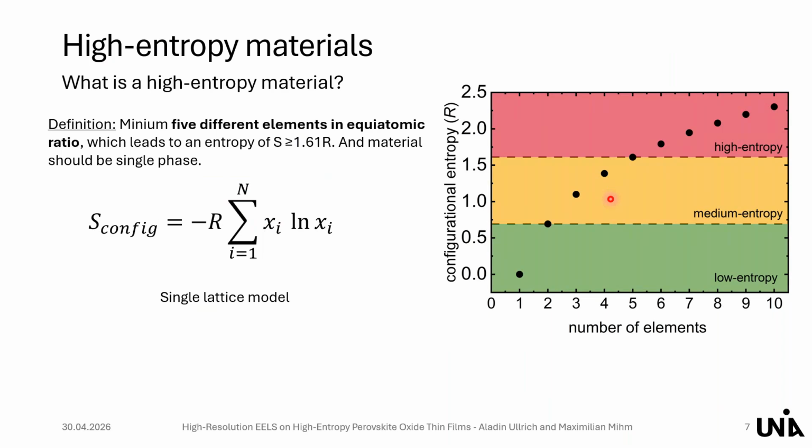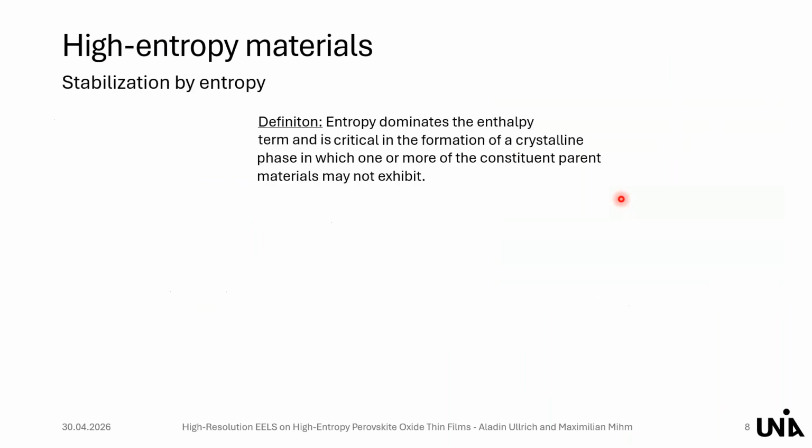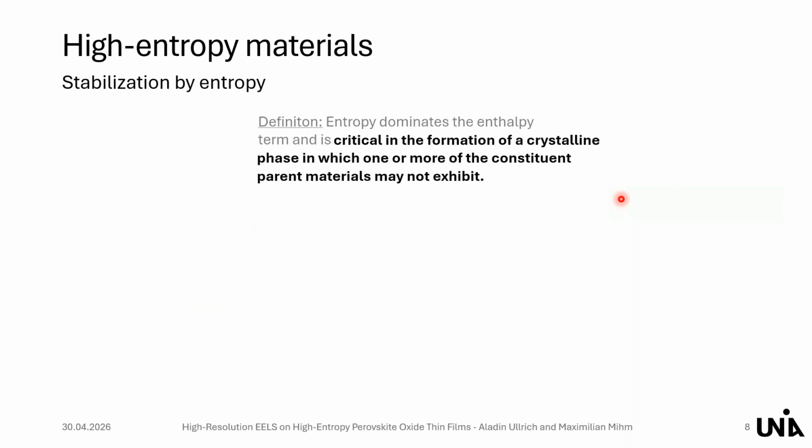And there's another material class which is connected to the high entropy system. It's the entropy stabilized materials. So what is an entropy stabilized material? An entropy stabilized material is a material where the entropy dominates the enthalpy term and is critical in the formation of the crystalline phase, and also there are some materials which do not exist in this crystal structure.